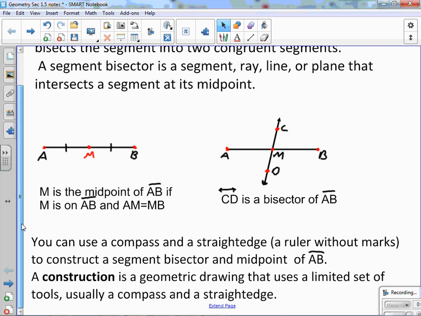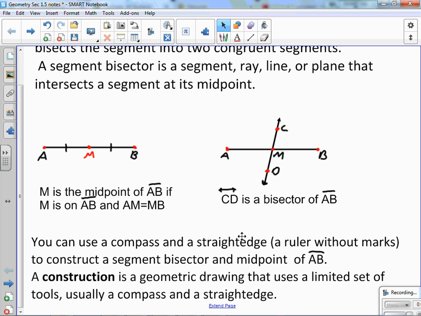So here we have this diagram. Point M is the midpoint of segment AB. And so M is on segment AB, and the length of AM is equal to the length of MB. Likewise over here, if point M is our midpoint and I have line CD going through that midpoint for segment AB, then line CD would be considered a bisector of segment AB.